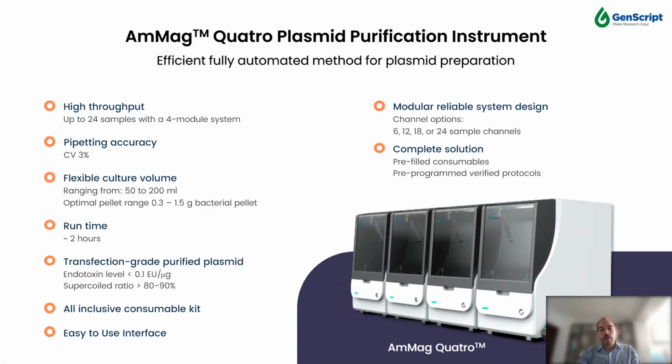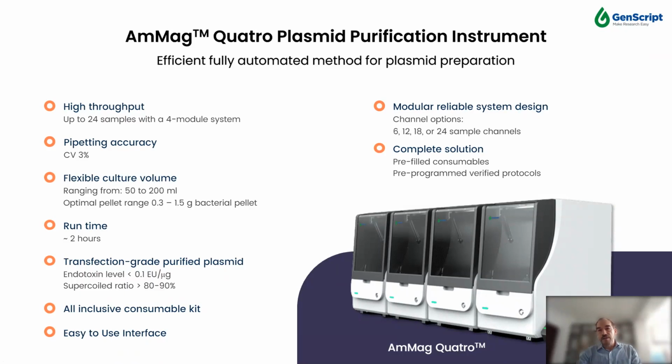supercoil ratio. It's very easy to use because it uses pre-made consumables that contain all the reagents needed for the purification. You only need to add your bacterial sample and some ethanol, and then push a button, and 2 hours later you have your samples purified.